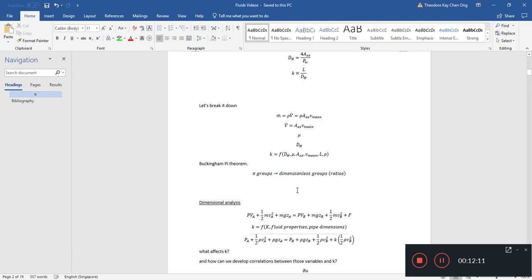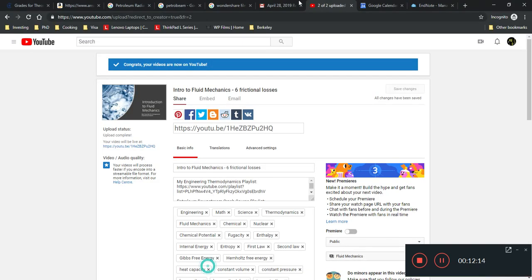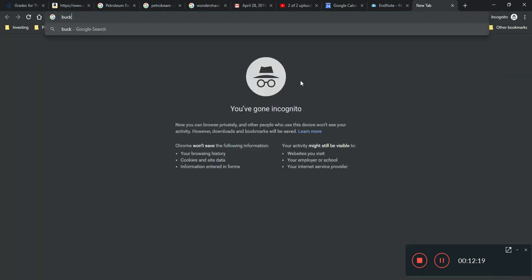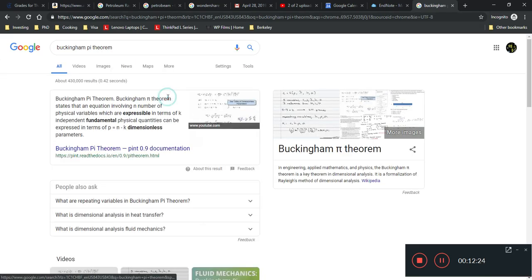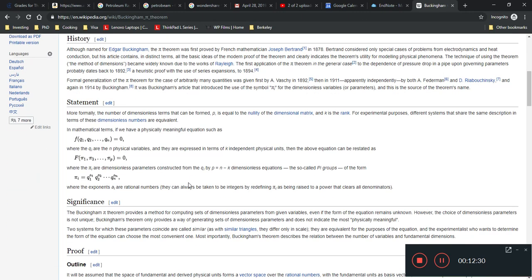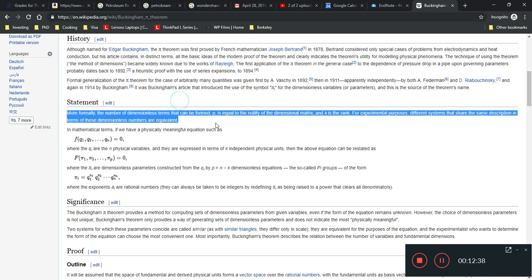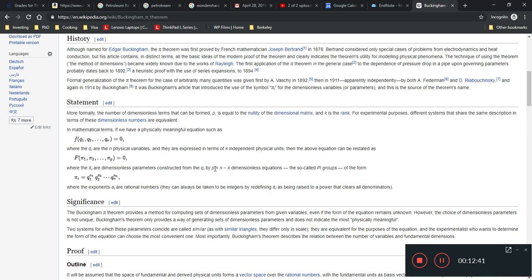Okay, so Buckingham's Pi Theorem, you can find it on Wikipedia. And this will normally be taught in fluid mechanics anyway, so alright. So what is it saying? More formally, the number of dimensionless terms that can be formed, P, is equal to the nullity of the dimensional matrix, blah blah blah. Okay, don't worry about all these very scary sounding terms.